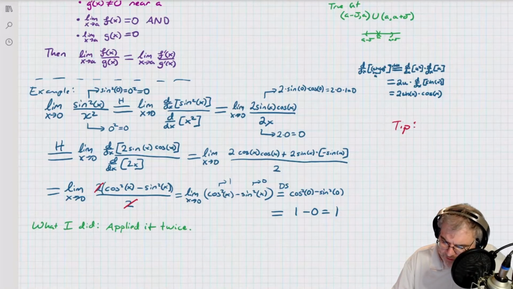Yeah, it's not really a warning thing, is it? Tip. It's a tip.